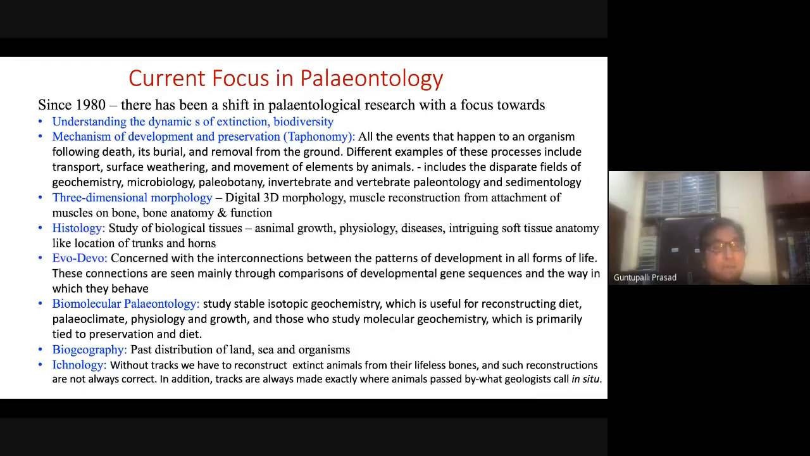So then we have biomolecular paleontology, where we use different sophisticated instrumentation to detect biomarkers, the fossil organic compounds preserved in the rocks, to extract them and to see how these organic compounds can be related to modern organisms. And then biogeography, which you have learned, and ichnology, which is the footprints, the tracks that you see. For example, in the case of dinosaurs, the footprints or tracks have been used to understand the locomotion of these animals. So these are some of the issues which are the current focus, and I think this will remain a focus for at least another one or two decades, because these are the major issues that we need to address at the moment.